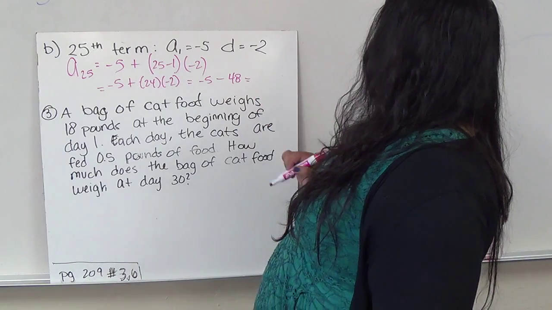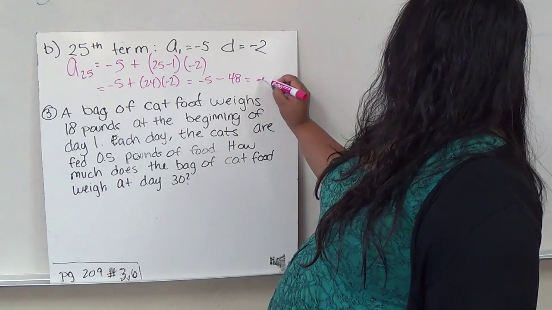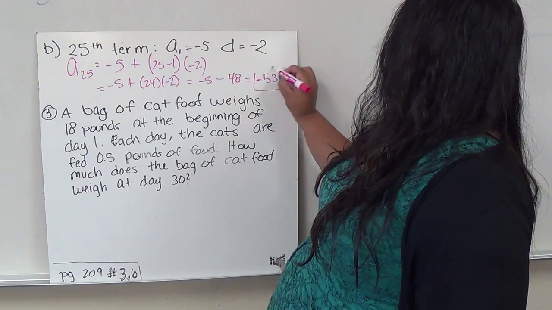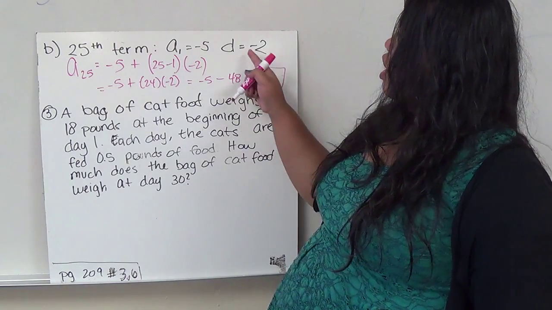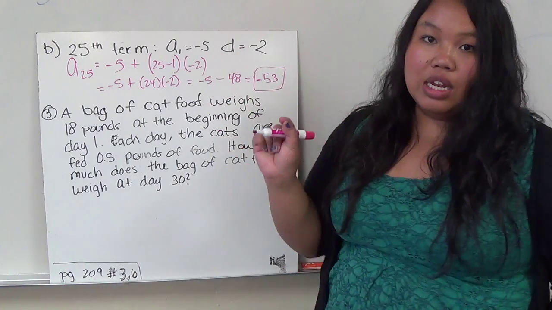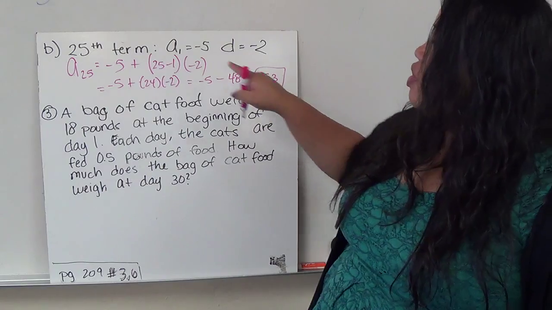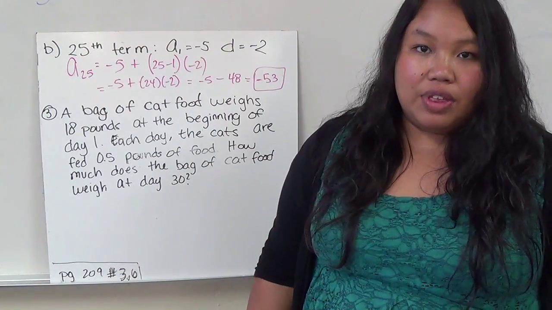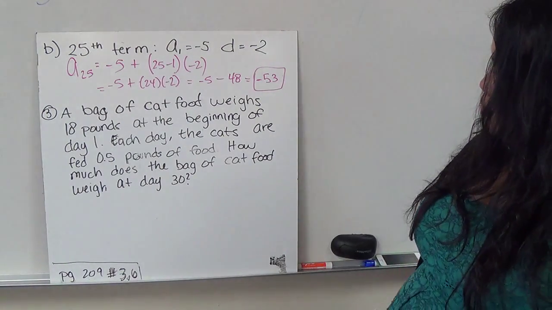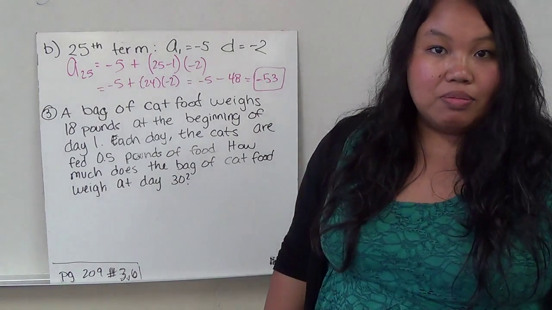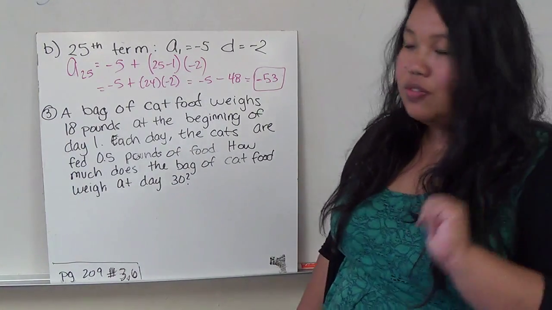So -5 minus 48 is -53. So this is telling me that if I start at -5 and I subtract 2 every time, I'm going to end up at -53 by the 25th term. Right? The last question is a word problem. So don't get scared. Let's just figure this out.